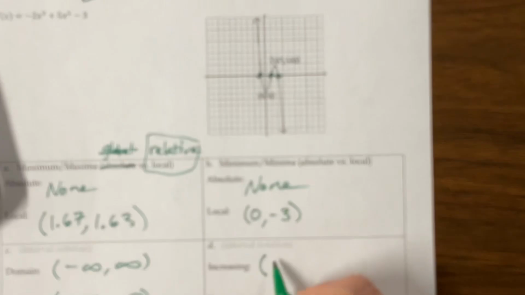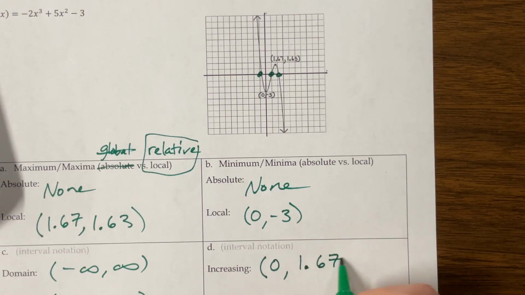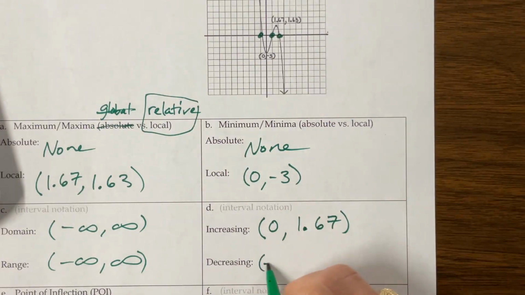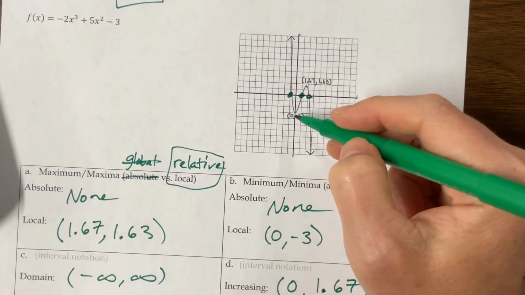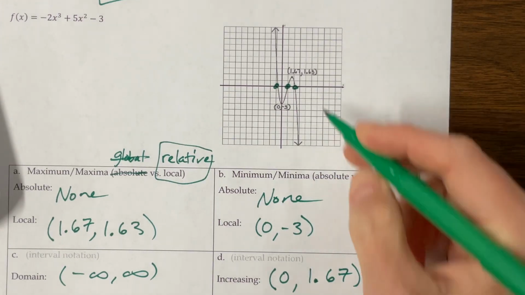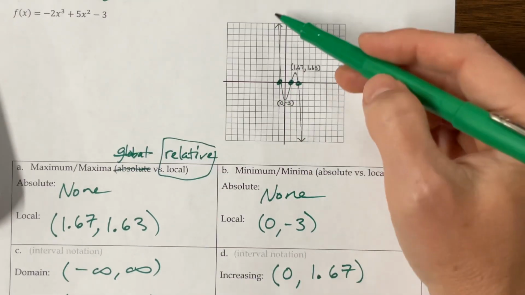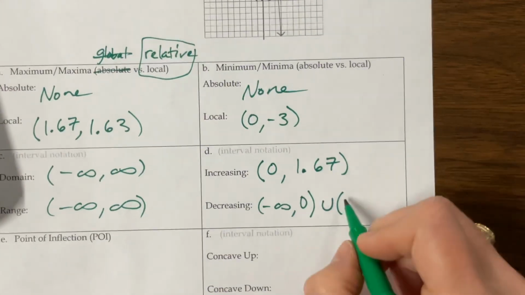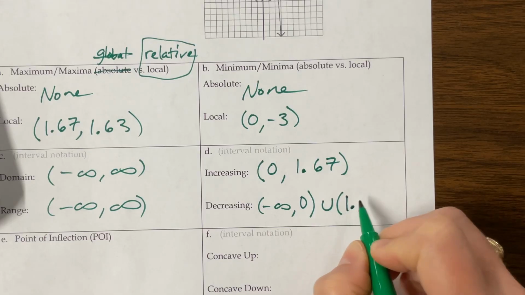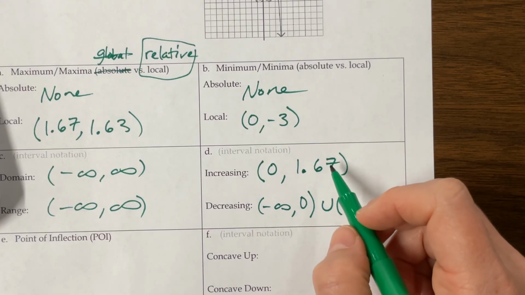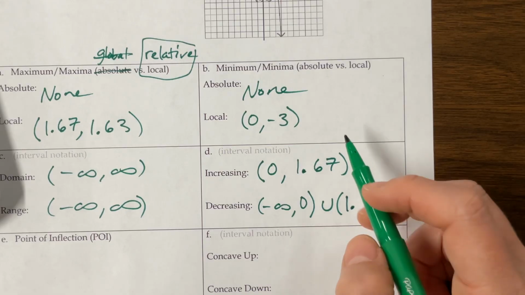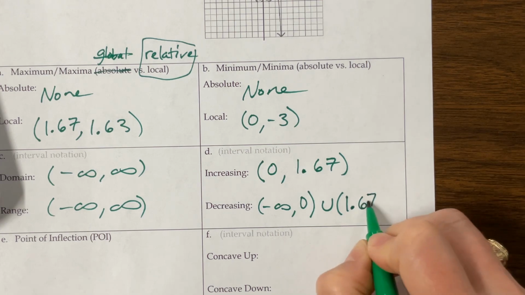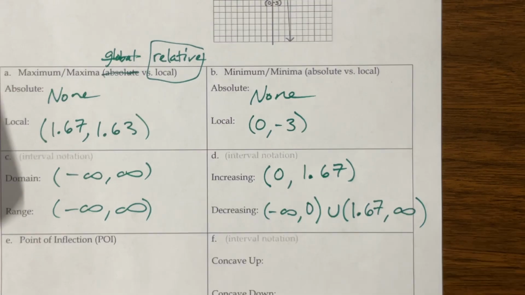So it's increasing from 0 to 1.67. But where was it decreasing? It was first decreasing from -infinity. It decreased all the way till it got to this minimum at 0. So we were decreasing, increasing, then decreasing to positive infinity. Yes, I'm looking at the wrong thing. Don't use y values. Oh, goodness, okay. And to positive infinity.